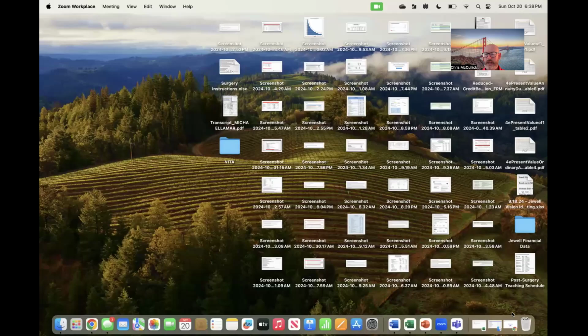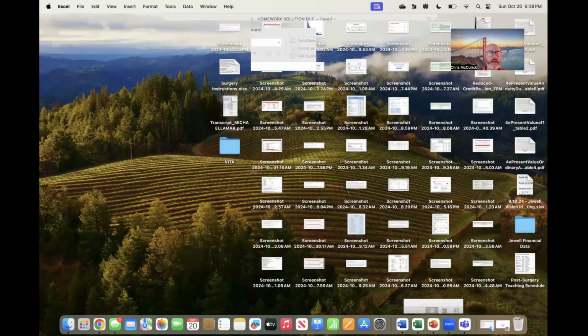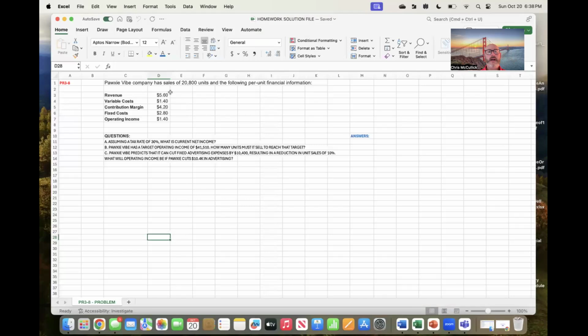Okay, we're working on PR3-8. So what I've done again is I've taken the problem from Connect and I've moved it into Excel, and we'll just solve it within Excel, but it's the exact same problem. You can do the same thing. I just copied and pasted it from Connect and put it in Excel, or you can solve it by hand or outside of Excel if you'd like.